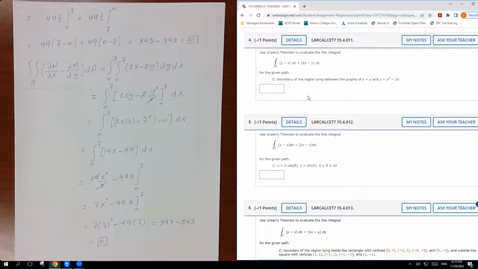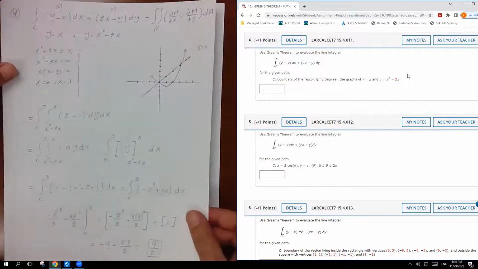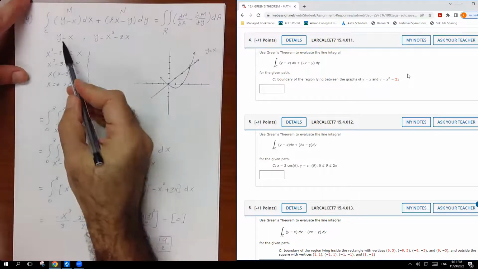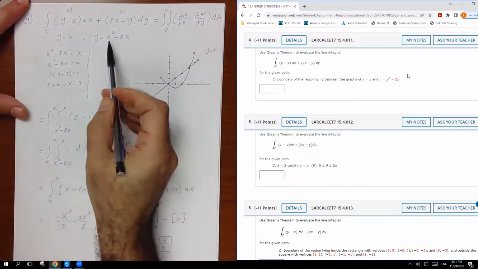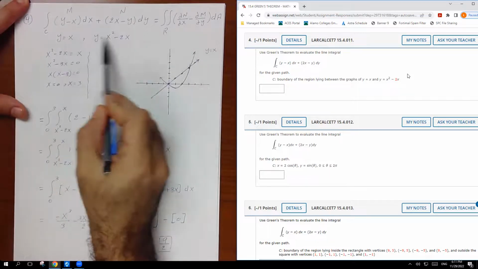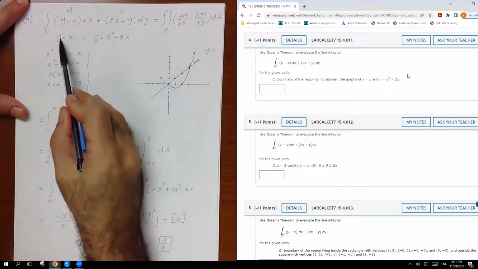So number 4, we need to use Green's theorem to evaluate the line integral. So we have to find the integral for the given path, the boundary line between the graphs y equals x and y equals x squared minus 2x. So the first thing I'm going to find, so here is the integral and here is the boundary, is the intersection point between these two. This is the curve and here's the line.